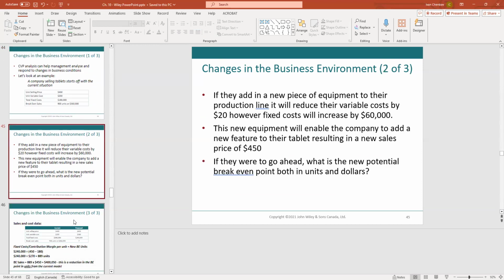So now, if they add a new piece of equipment, the production line will reduce their variable cost by $20, but the fixed cost is going to increase.